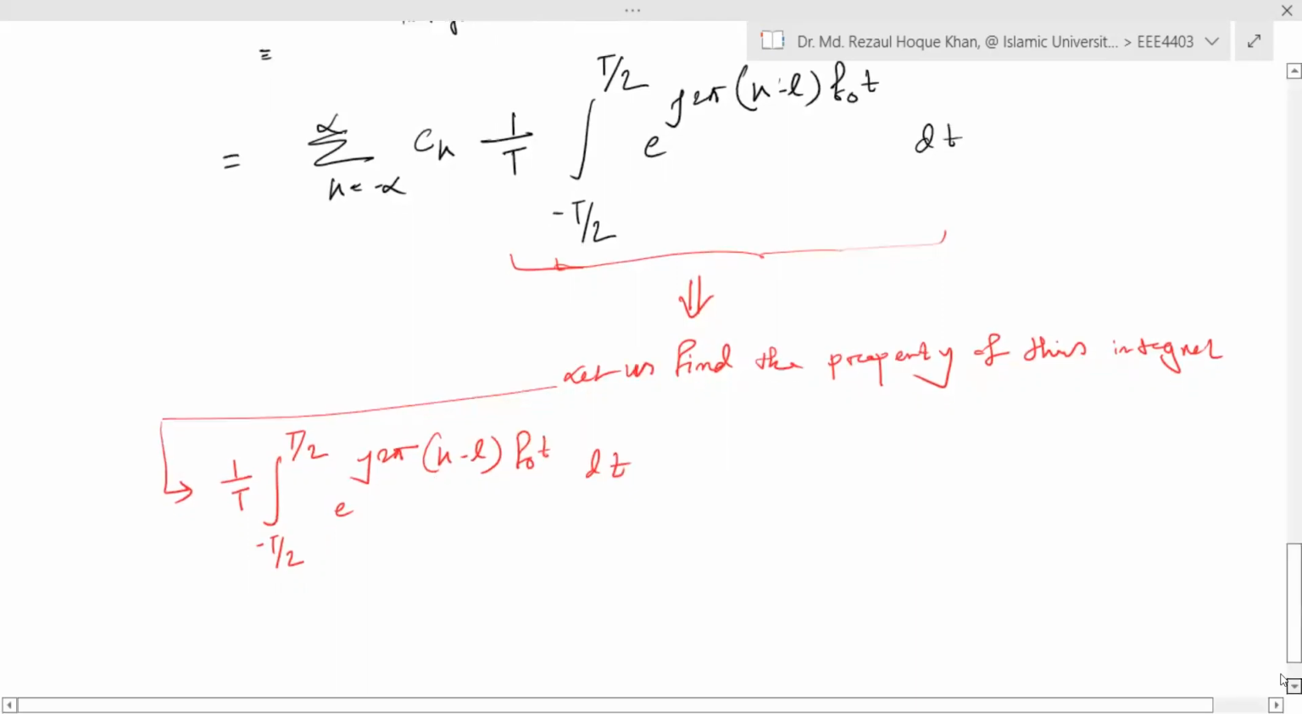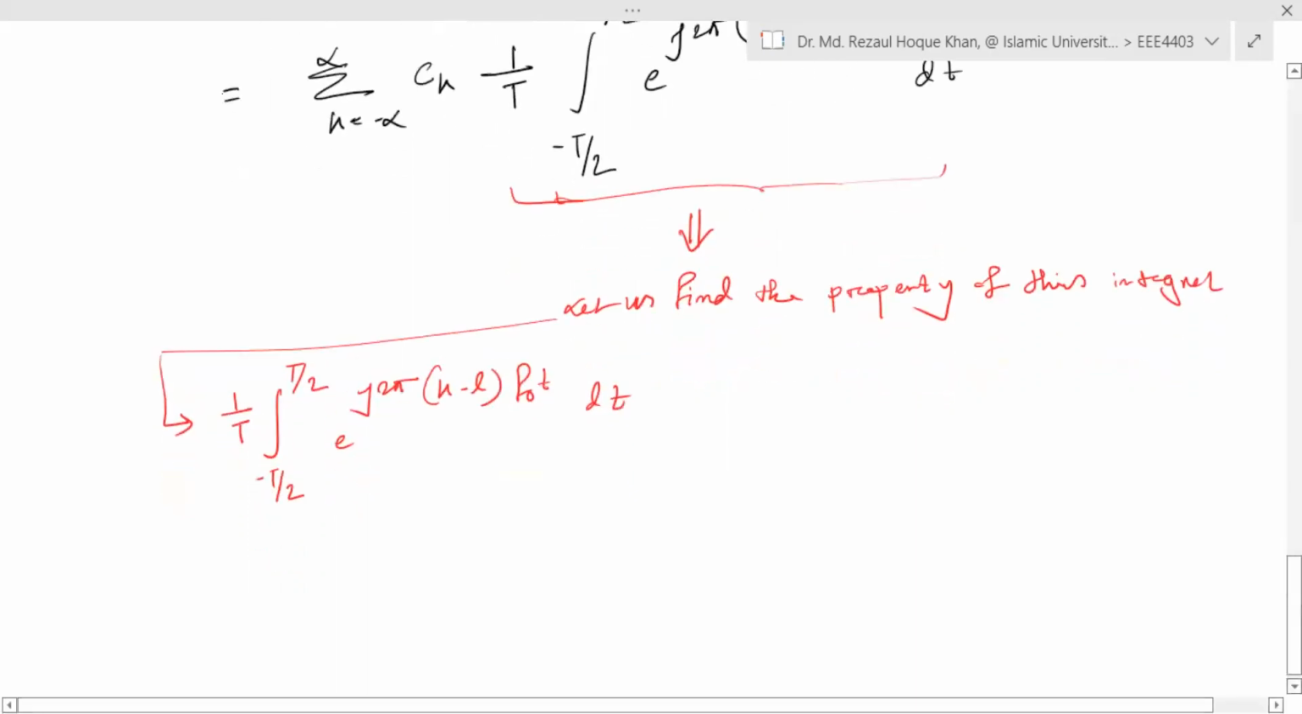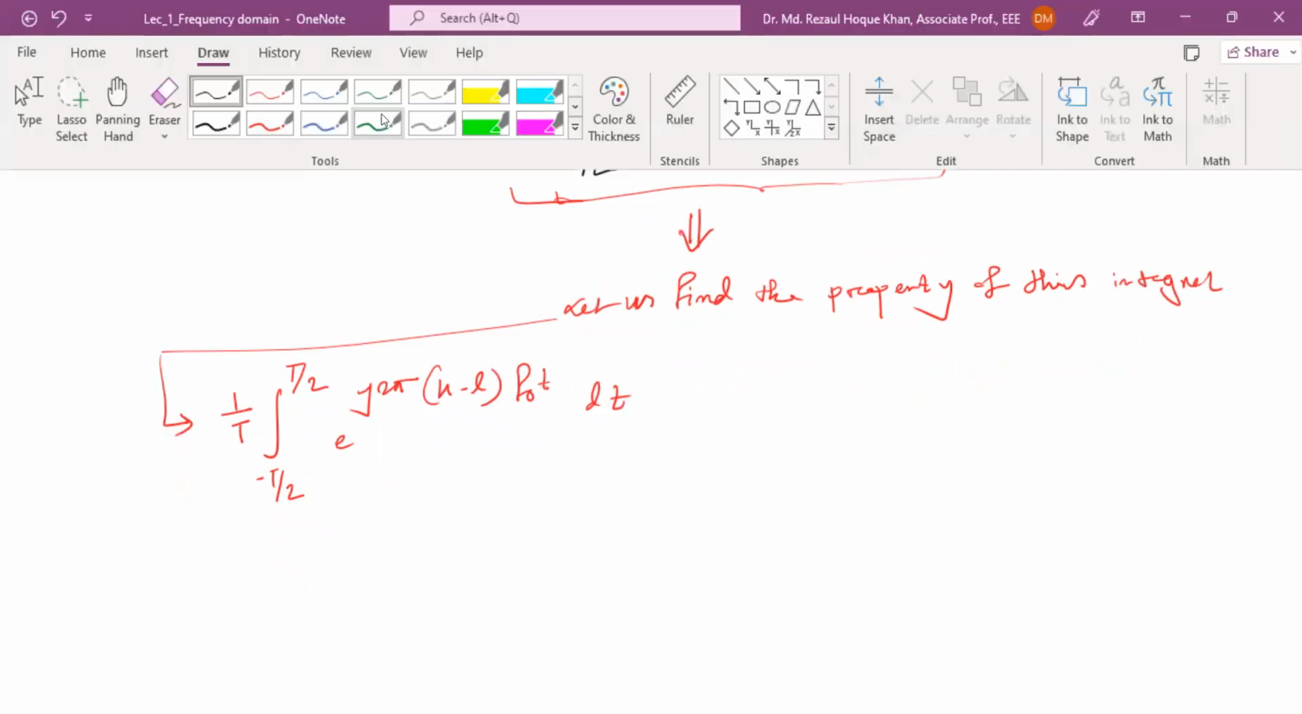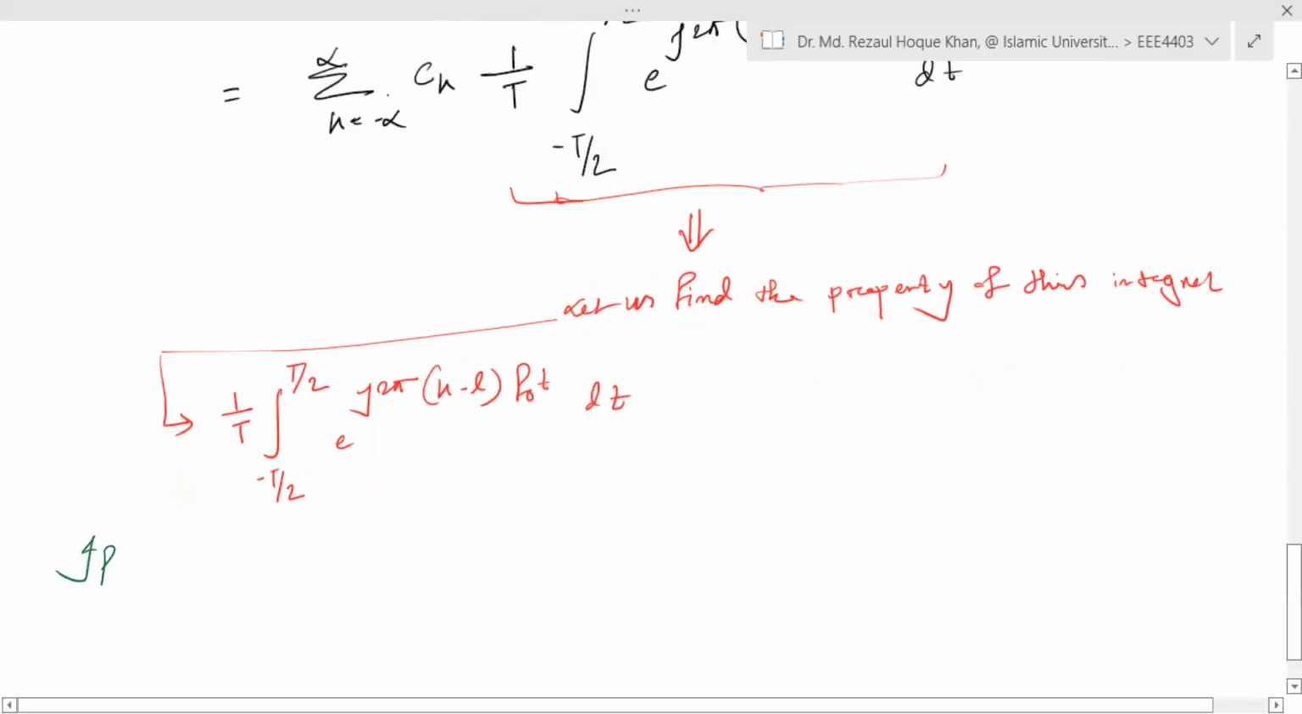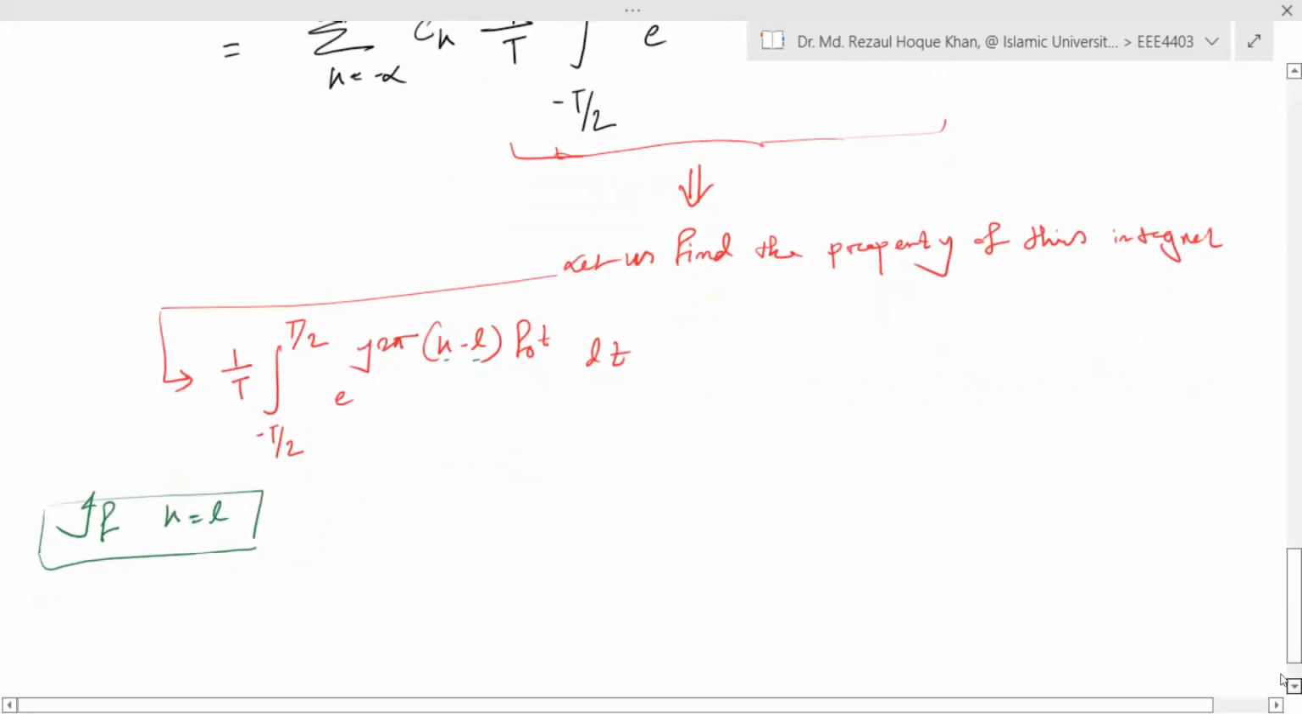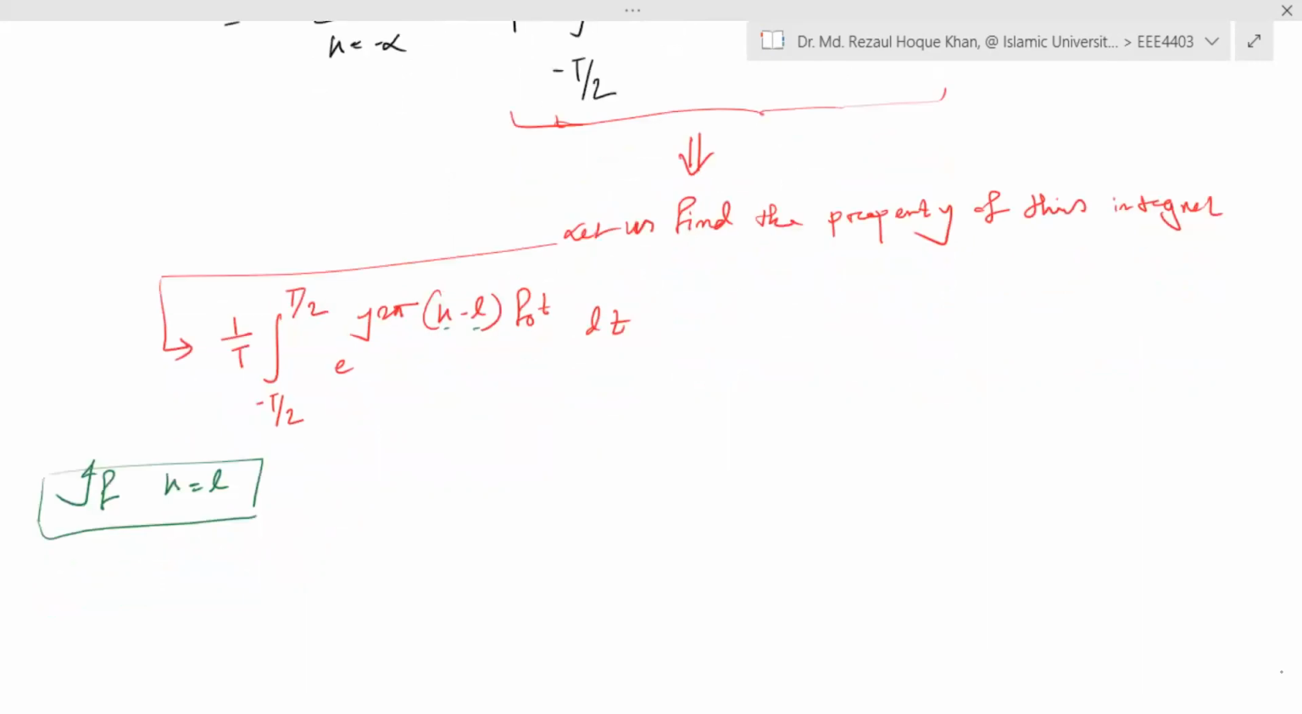Let's have a solution for this. So here, if two conditions, if k equal to L, what happens in this equation? K and L are equal. What happens? K minus L becomes 0. So e to the power 0 becomes 1.